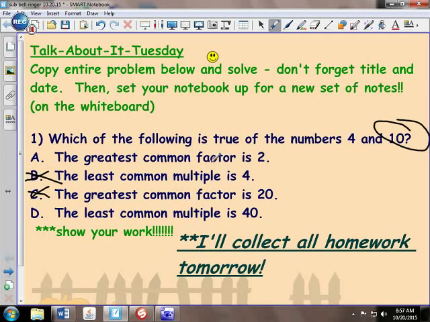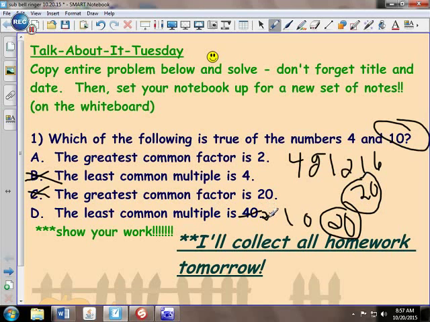So 4, 8, 12, 16, 20, and then 10 and 20. It looks to me like the least common multiple is not 40, but 20. So the answer cannot be D. So our answer will be A. Now, we can double check this. Give me just a second, I'm going to erase this and we'll double check.